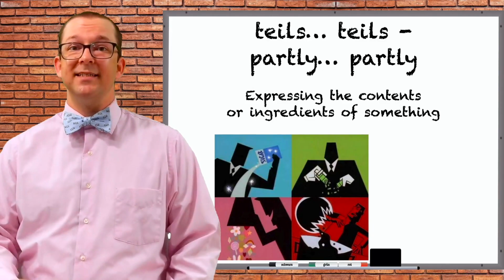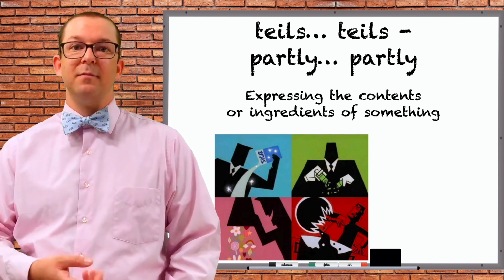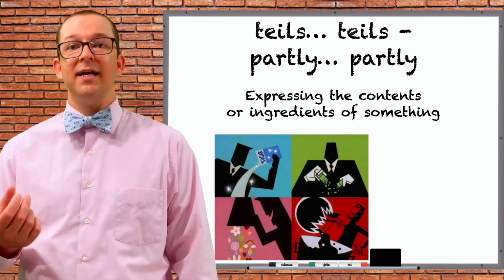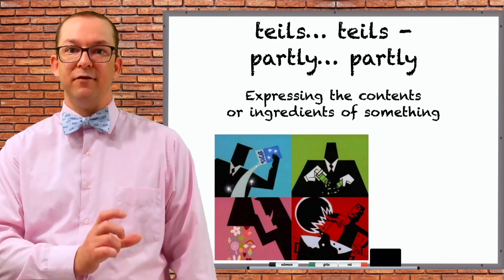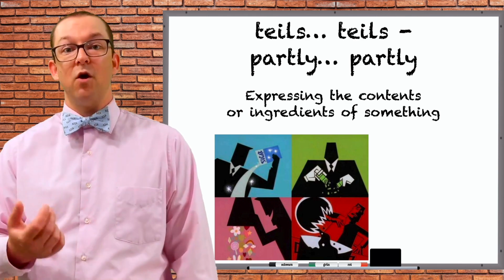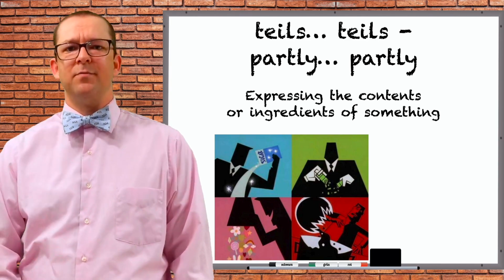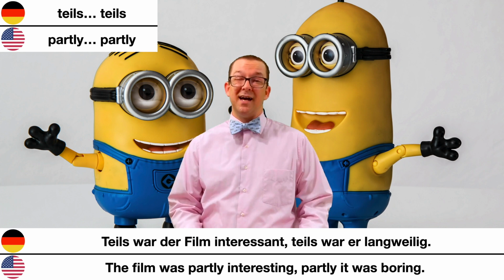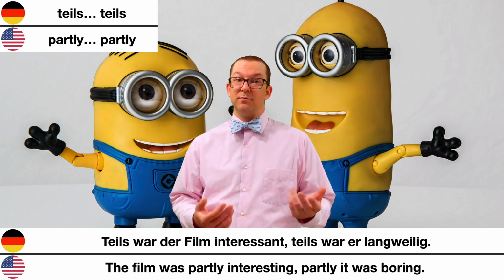Along the same lines is teils. This one is another conjunction that simply repeats itself, but instead of sometimes, teils means partly or in part. Again, it's used like an adverb, meaning that it moves the subject to the other side of the verb if you use it first. But it's also possible to move teils to a normal adverb spot. For example, teils war der Film interessant, teils war er langweilig. The film was partly interesting, partly it was boring.